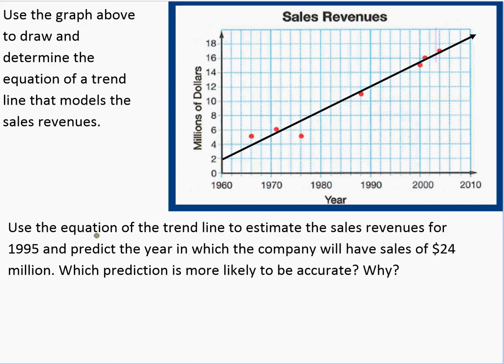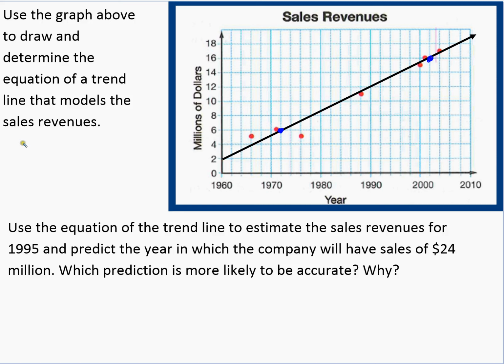And then use the equation, and determine the equation. So we drew the trend line, and now we want to determine the equation. What we can do is choose two useful points here. I'm noticing here's a point at 1972 and 6 million. And then up here there's another good point to use, and that's at 2002 and 16 million.